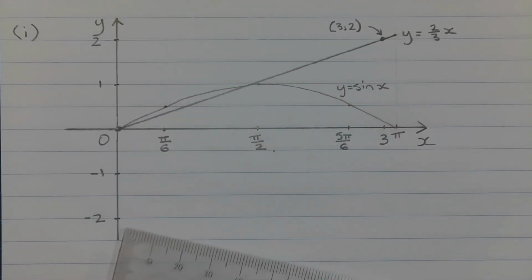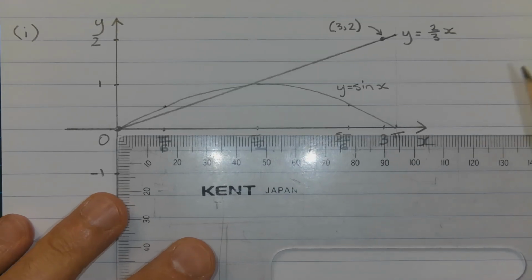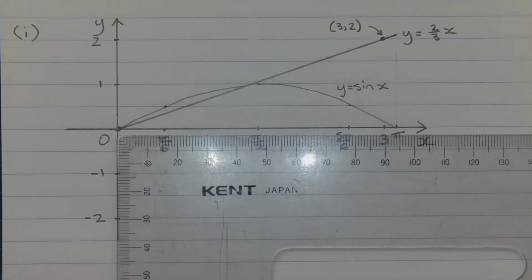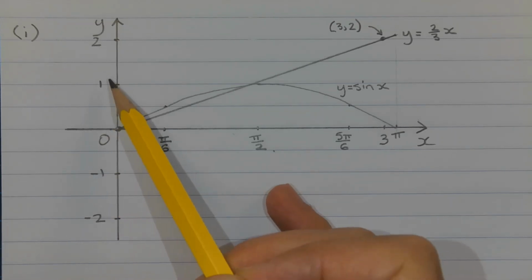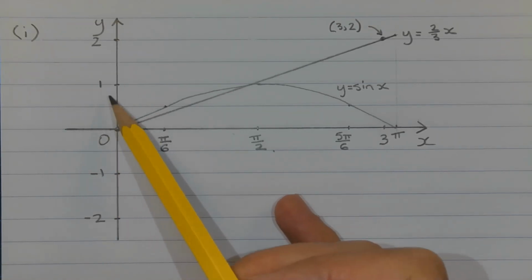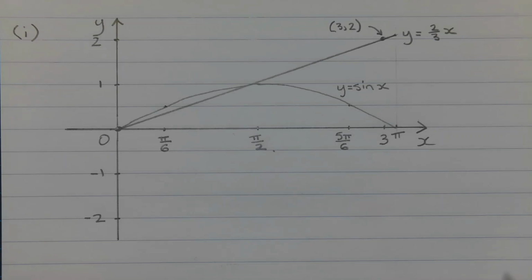Now horizontally, I used a scale of 90 millimeters equal to 3 units on the x-axis. And vertically, I used 2 lines on the page to equal 1 unit in the vertical direction. Now the line y equals 2/3 times x is a line that starts from the origin and passes through the point (3, 2).